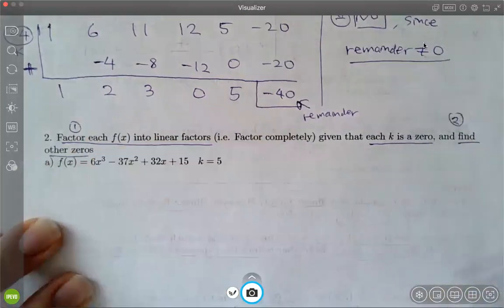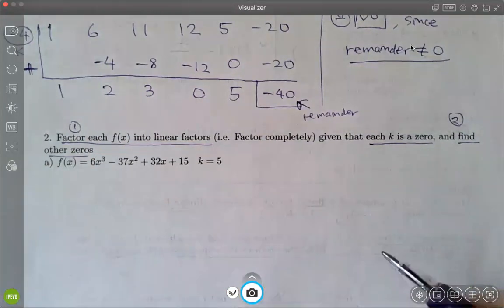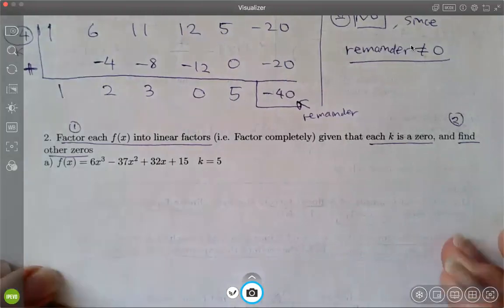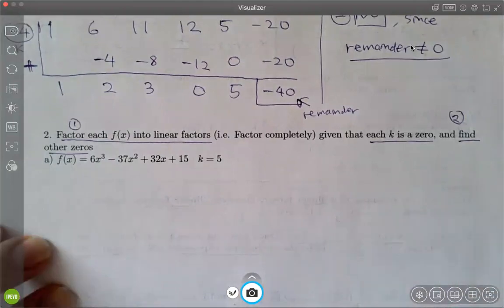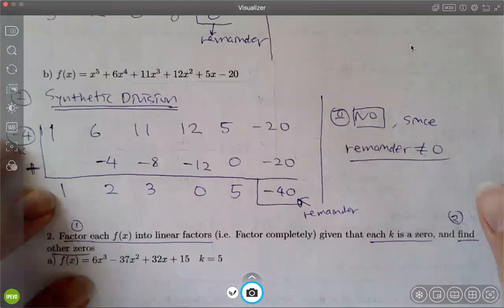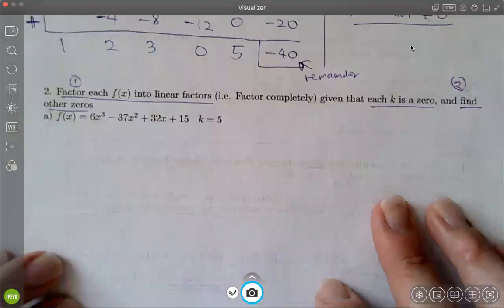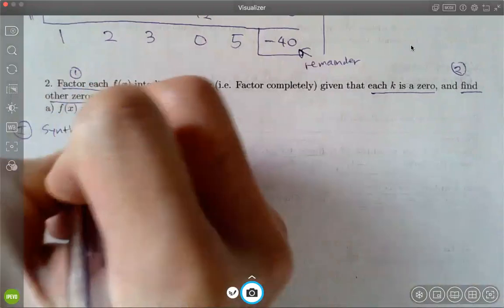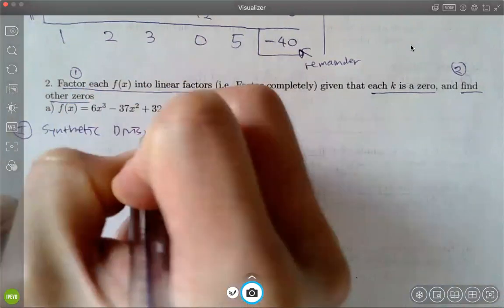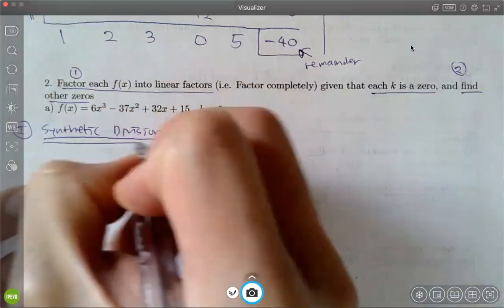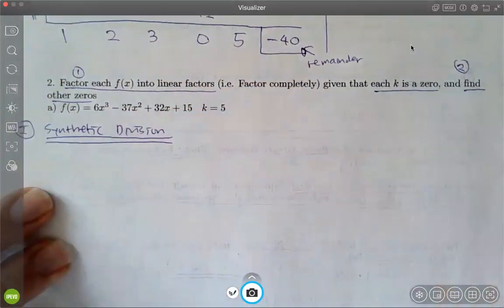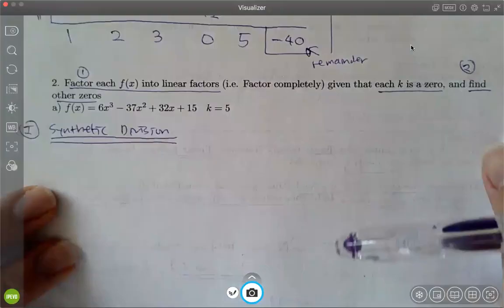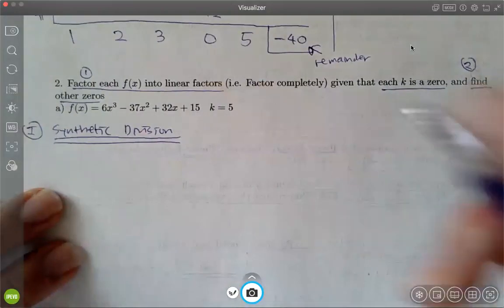Okay, so here, what do we do first? For the previous 2 problems, the first step was the synthetic division. And it's actually the same thing here. So step number 1, the synthetic division. Now here, what is the dividend? The dividend is always f of x. So that's the dividend.